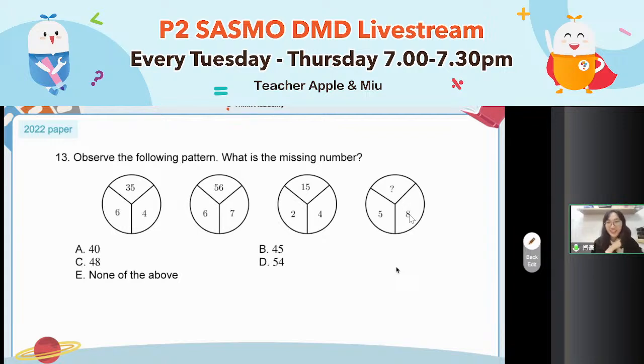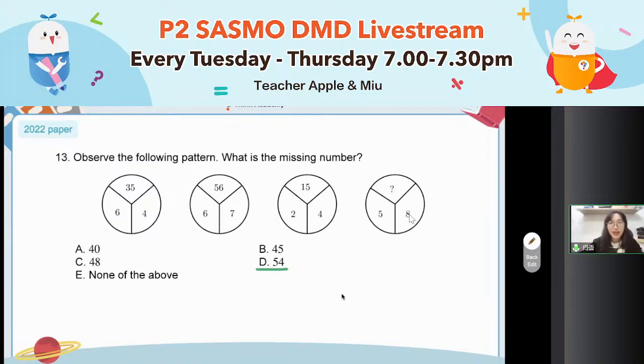Good job, Zayden. Yes, correct. It should be 54. Why? Everyone, the final answer is 54. Yes, but why? Okay, so here, everyone, let's have a look. Can you find the bigger number in each circle? Yeah, it's always on the top, right? We have 35, 56, 15, and something. So we can make sure that the question mark must be bigger than 5 and 8. It is always the biggest number in the circle, right?